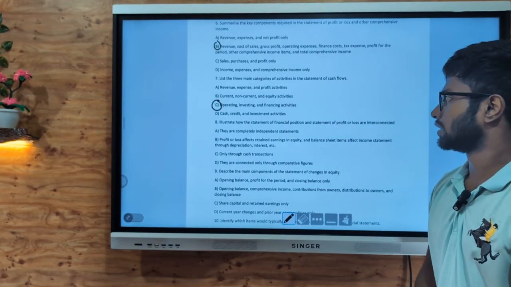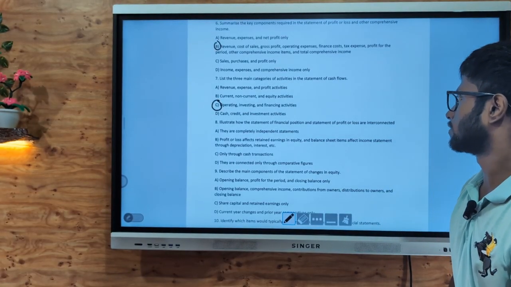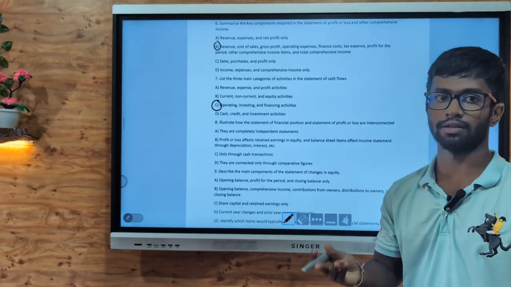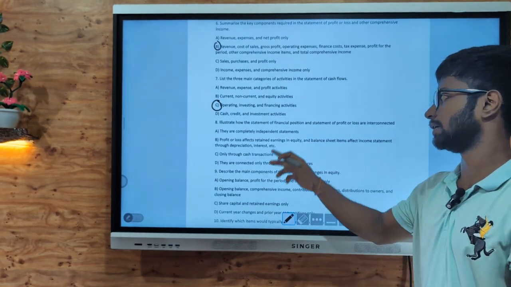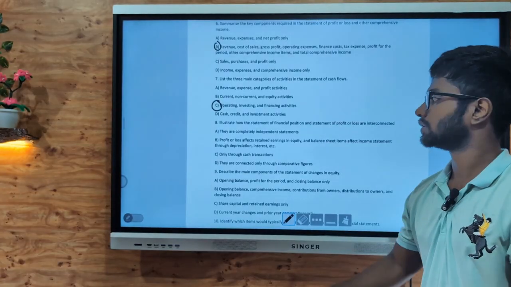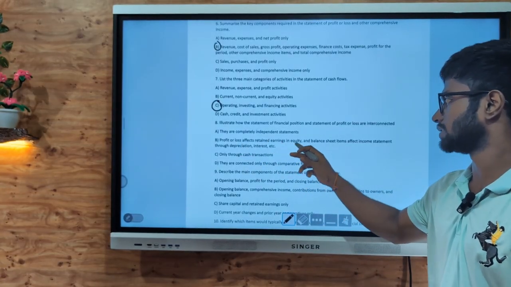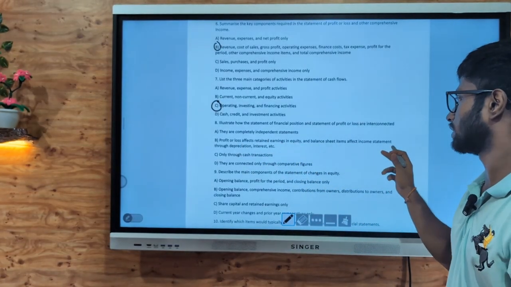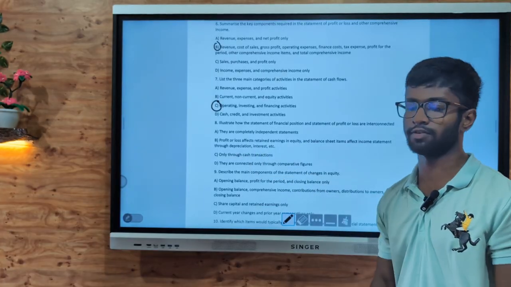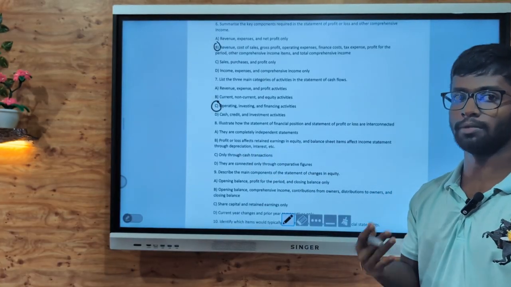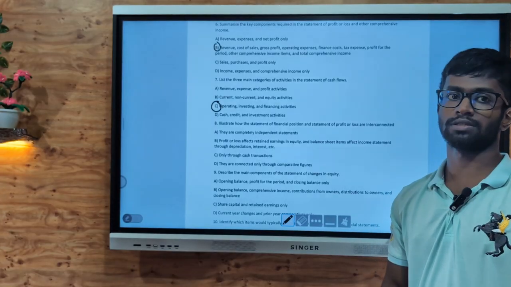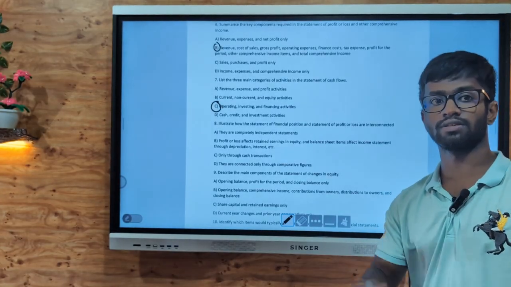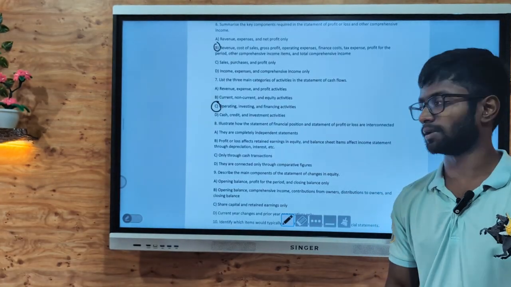Next, illustrate how the statement of financial position and statement of profit or loss are interconnected. Remember, we learned the interconnection. Here, they are completely independent statements. False. Profit or loss affects retained earnings in equity. The balance sheet items affect the income statement through depreciation and interest. That is so. Now we learned. Remember, P&L we record under retained earnings.